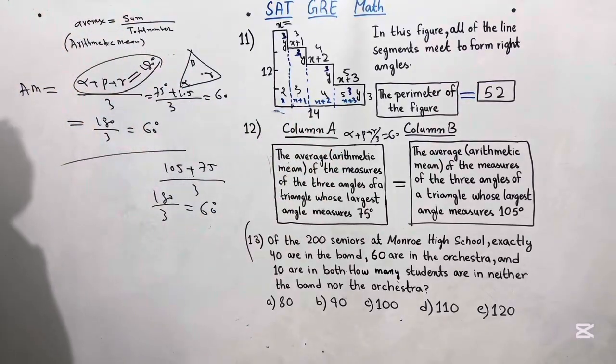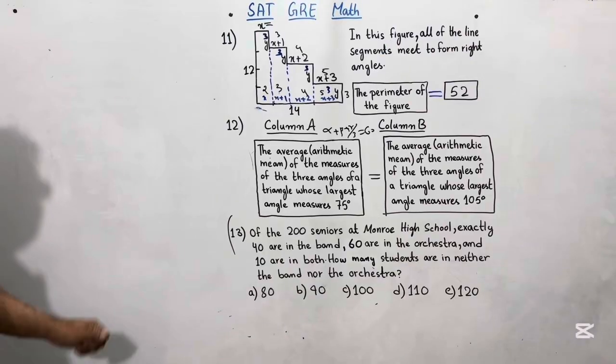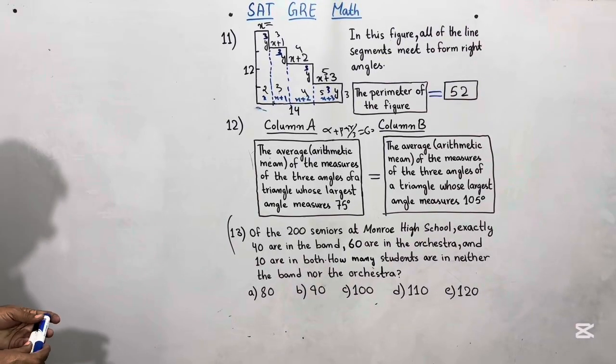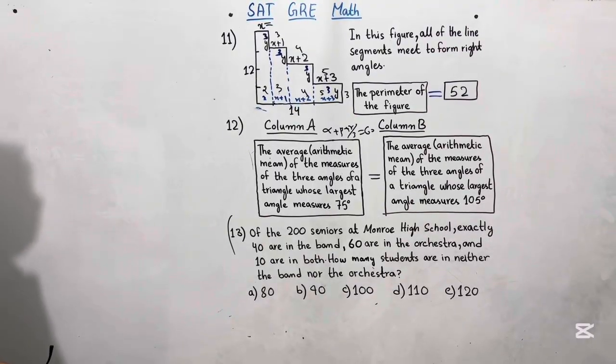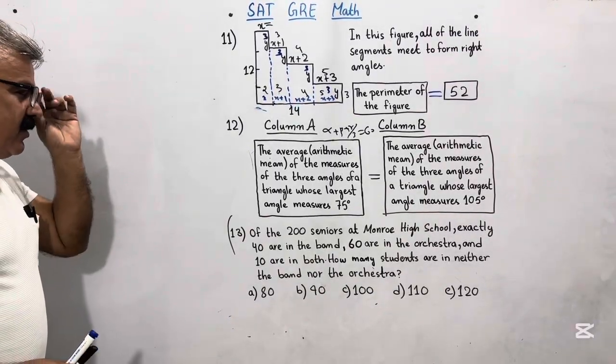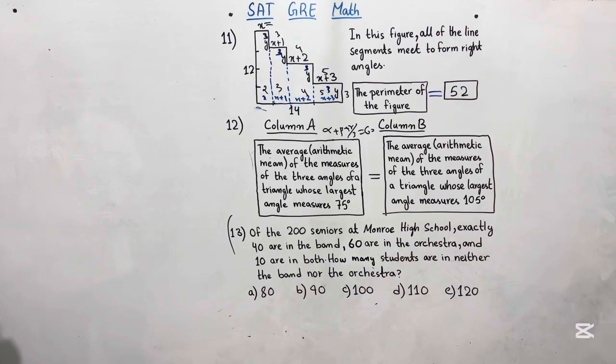Moving towards next question, we have question number 13. It reads as: Of the 200 seniors at Monroe High School, exactly 40 are in the band, 60 are in the orchestra, and 10 are in both. How many students are in neither the band nor the orchestra?